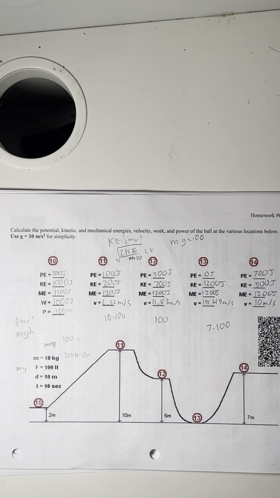And this is kind of like homework number 4. In an ideal physics world with no friction, it's asking us to calculate the potential, kinetic, and mechanical energies, velocity, work, and power of the ball at the various locations below. Again, it is asking us to use g equals 10 meters per second squared for simplicity.